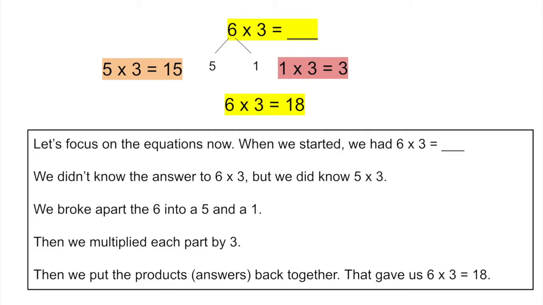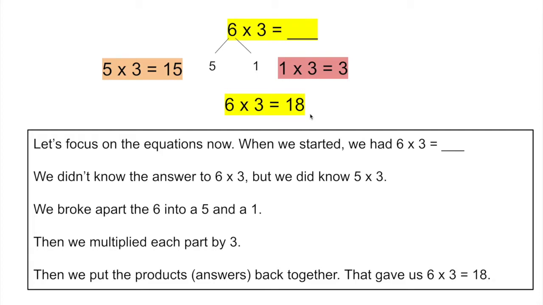So let's focus on what we did just from an equation standpoint. Here's where we started. 6 times 3 equals something. We didn't know the answer to 6 times 3, but we did know 5 times 3. So we broke the 6 into a 5 and a 1. Then we multiplied each of the parts by 3. For the 5, we did 5 times 3. That was 15. And for the 1, we did 1 times 3. That was 3.